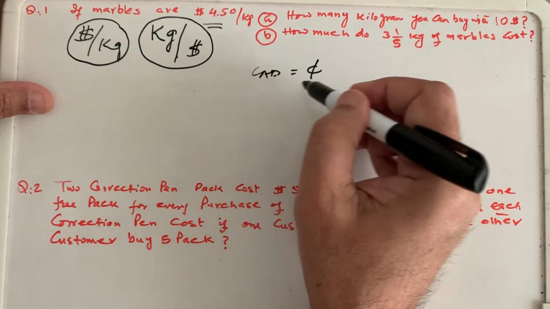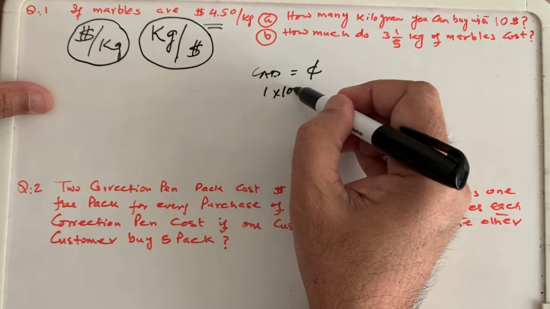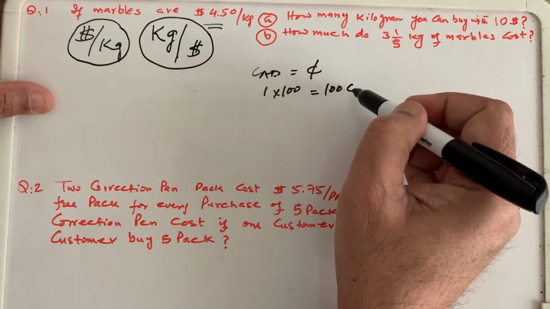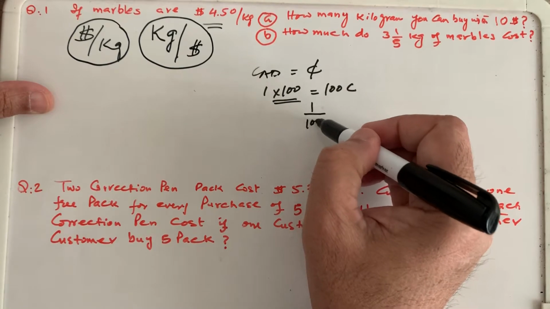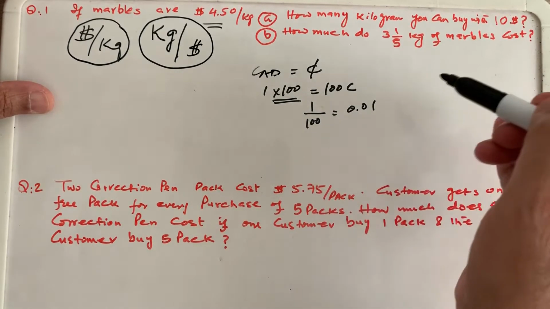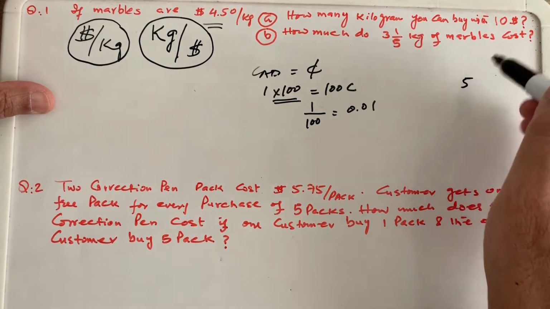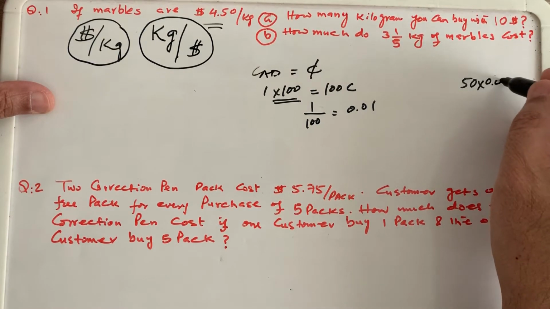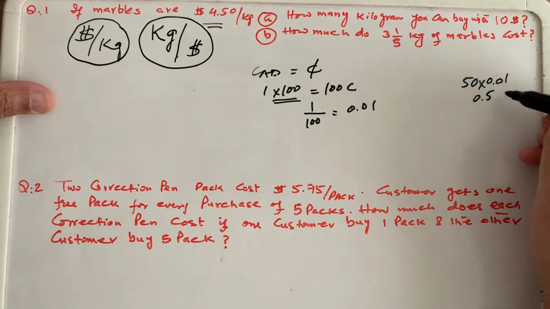We know that if we have $1, then we multiply by 100. How many cents will we receive? 100 cents. But what is the other way around? The other way around is 1 divided by 100, which is 0.01. So if I have cents, then I multiply. Let's say I have 50 cents. 50 times 0.01, right? What I will receive is $0.5, right?